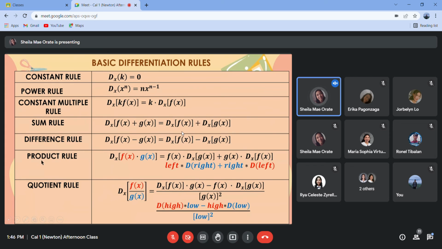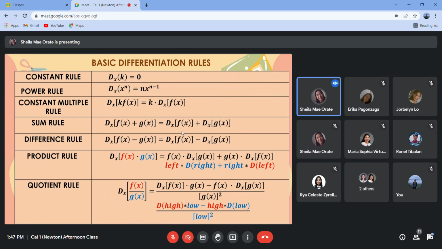For the product rule, there is a mnemonic to make it easier to remember: left d right plus right d left, or LDR plus RDL. The left, the red one, is our f of x, and the blue one, the right, is our g of x. To remember the product rule formula, remember the mnemonic: left d right plus right d left. So what does it mean?